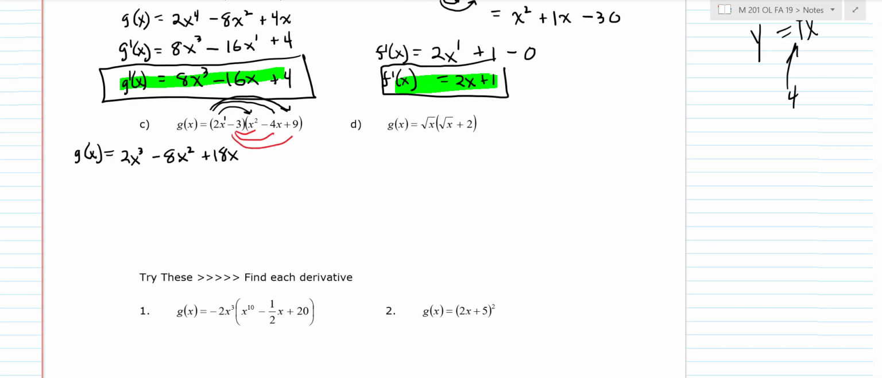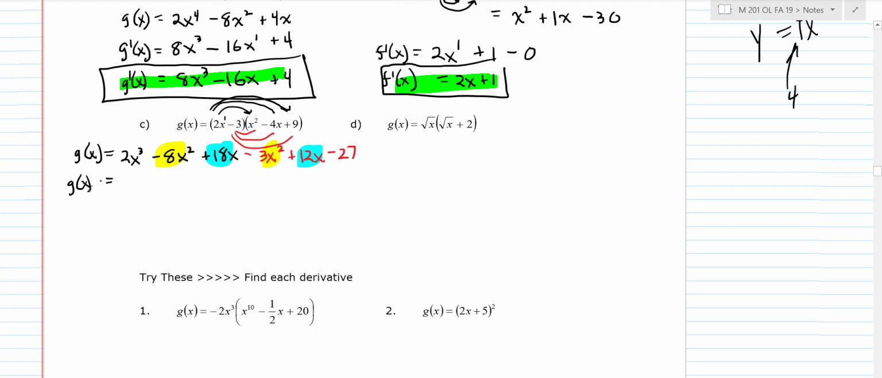You distribute that stuff out. So this will go like this. Negative 3 times x squared is negative 3x squared. Negative 3 times negative 4x is positive 12x. And negative 3 times positive 9 is negative 27. You've got like terms, okay? So it looks like the x squareds are like terms. They go together, and the x's go together. So you want to do that before you do the derivative, probably.